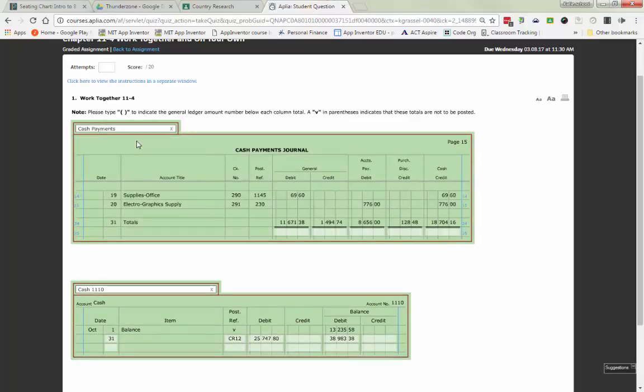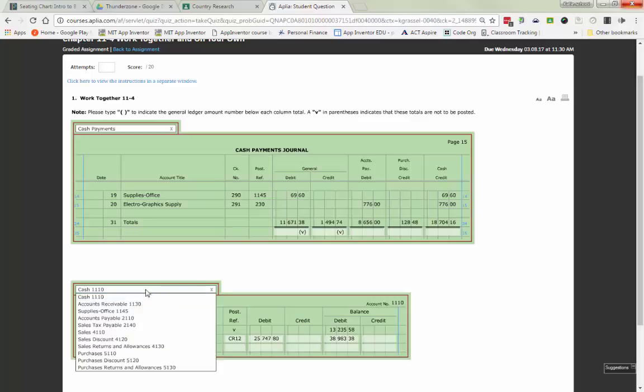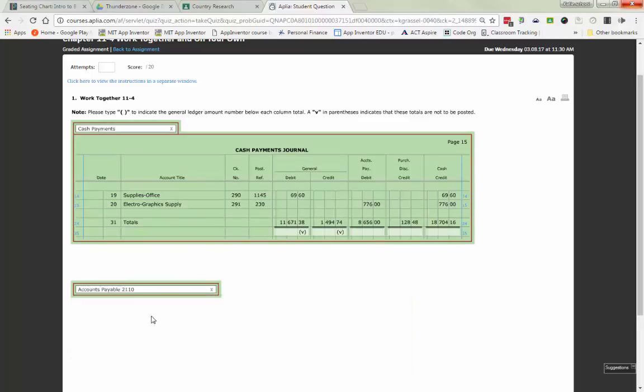Look, the cash payments journal has an amount under general debit and credit. So what do we do there? Check marks in parentheses, because I do not post those as a total. I only do the general debit and credit columns individually. Then I'm going to go to accounts payable, post that one.